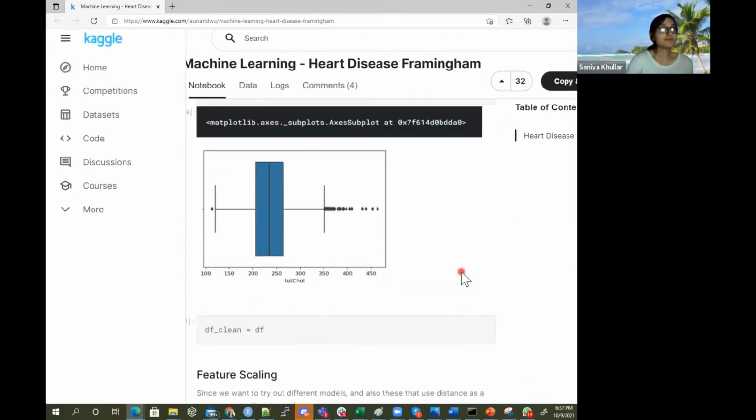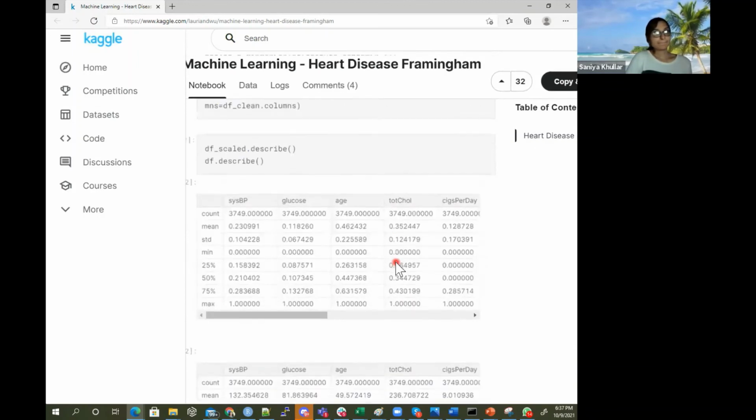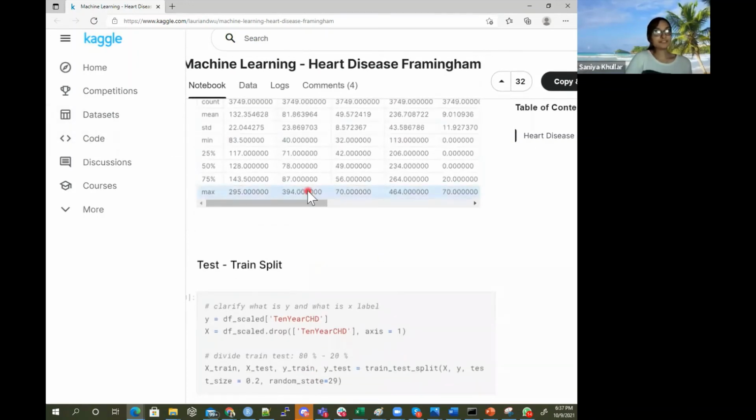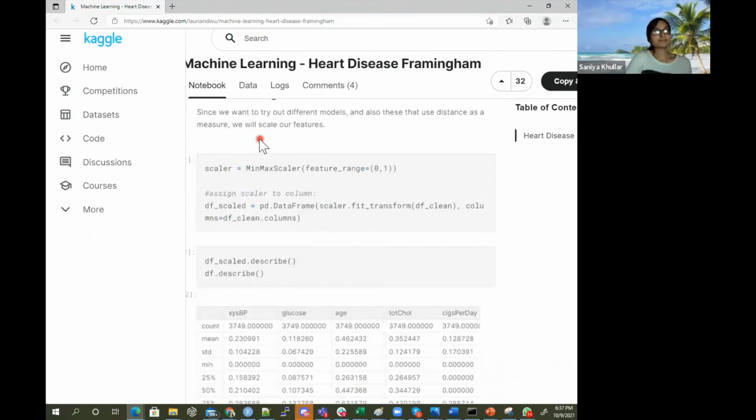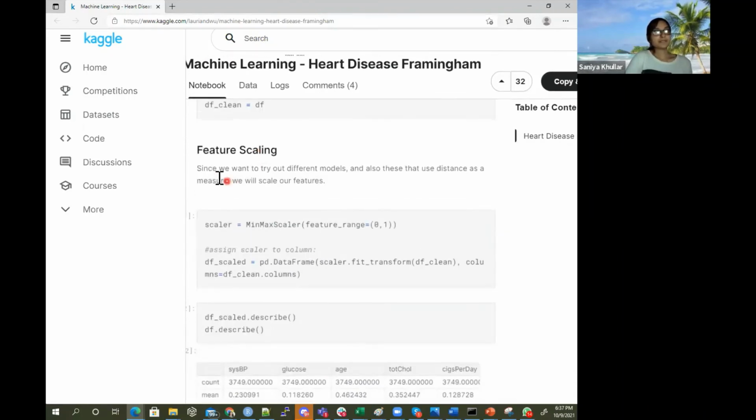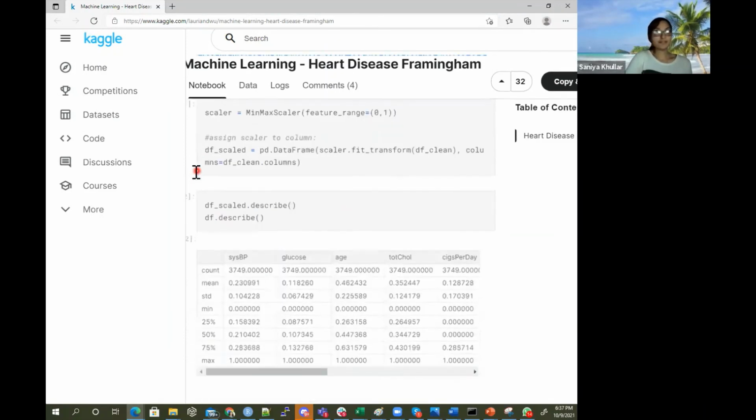You have these box plots as well. And you do some feature scaling. So you are scaling the features as well. They're using some distance measures, so they're scaling them because some variables, like glucose or age, could be on a wider scale than others.